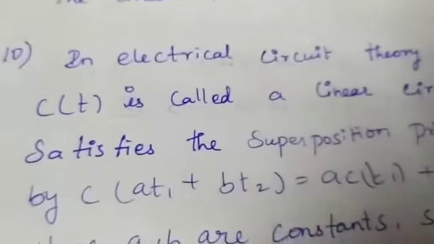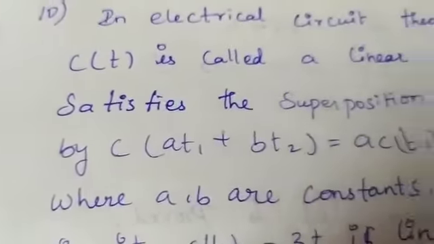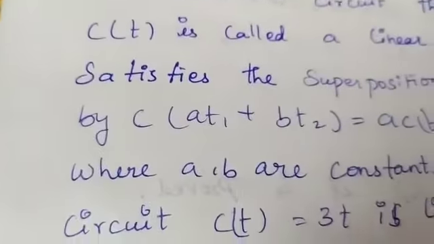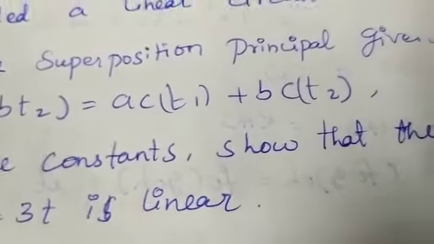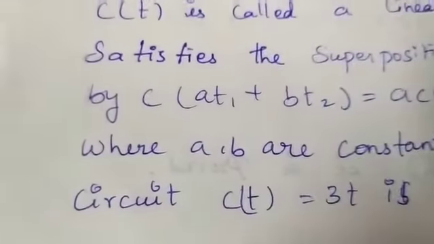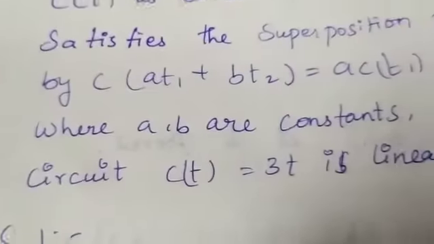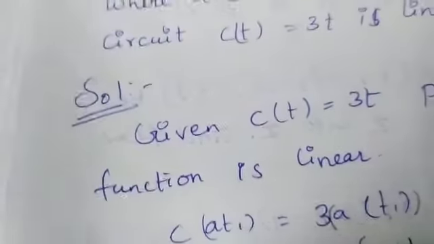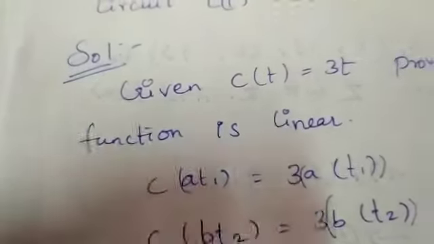The 10th question is: in electric circuit theory, a circuit C of t is called a linear circuit if it satisfies the superposition principle given by C of (aT1 plus bT2) equal to aC of T1 plus bC of T2, where a, b are constants. We have to show the circuit C of t equal to 3t is a linear function. So you already know that given is C of t equal to 3t, and we have to prove the function is linear.